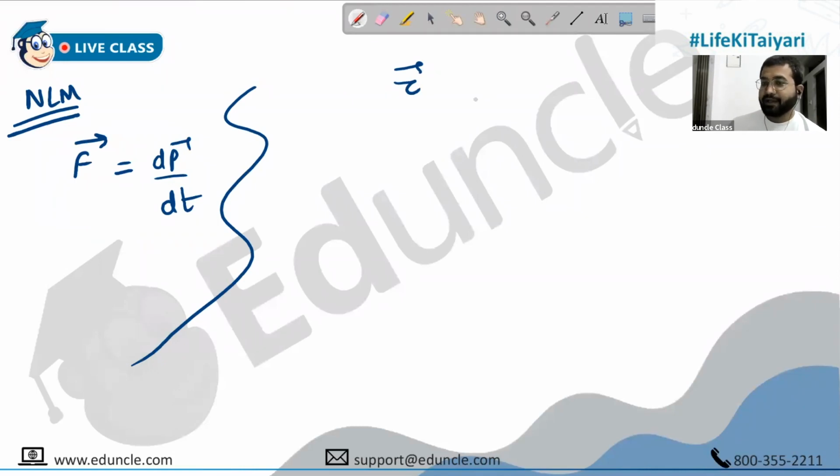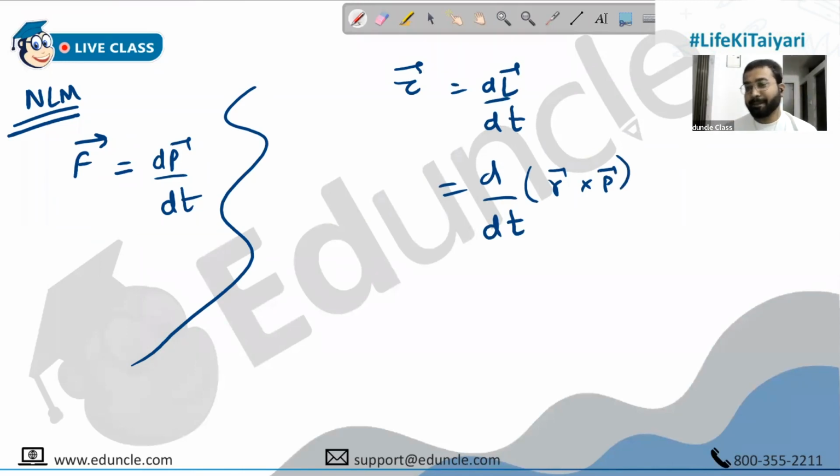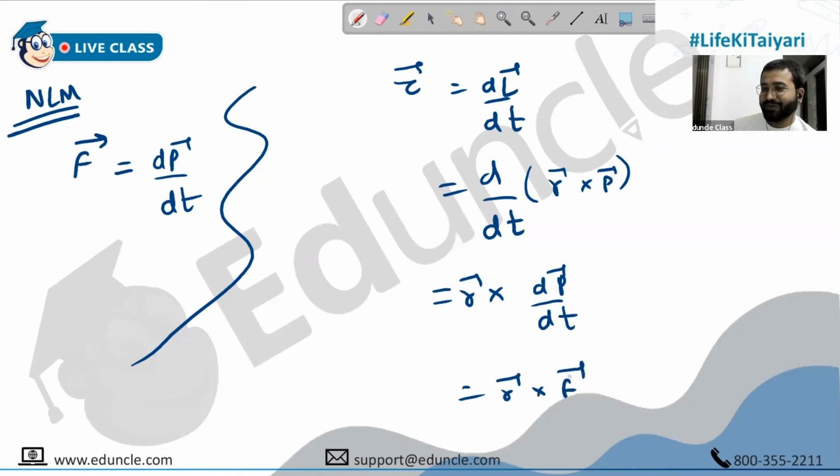What is the most fundamental definition of torque? Rate of change of angular momentum. Exactly. And how do you write angular momentum? R cross P. Who told you that R is constant all the time? Only if R is constant can you throw it outside the derivative, and only then can you write r cross F. R cross F is not always valid.